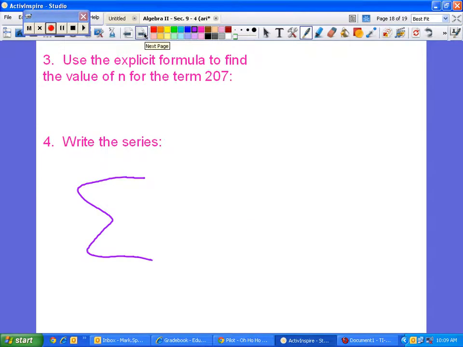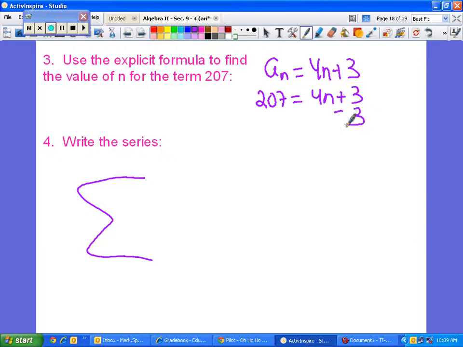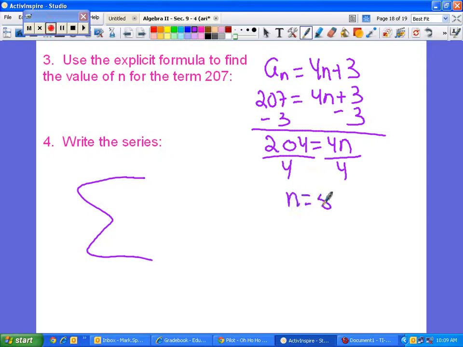Okay, so now we want to find the number of terms. So we're going to start with a sub n is equal to 4n plus 3. We know the value of our last term. If you remember, it was 207. So it's 4n plus 3 equals 207. We're going to solve for n. I get that 4n is equal to 204. Divide both sides by 4, and I get that n is equal to 51. So the number of terms is 51.